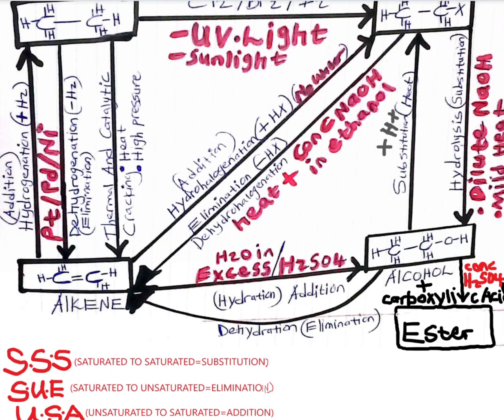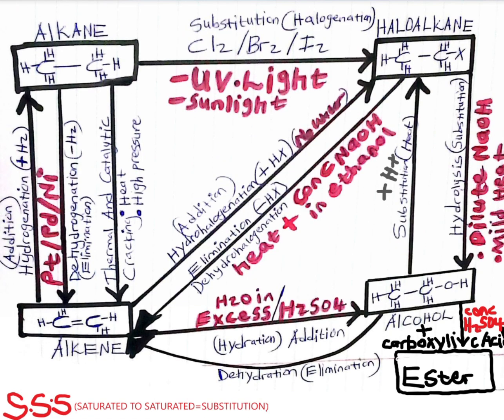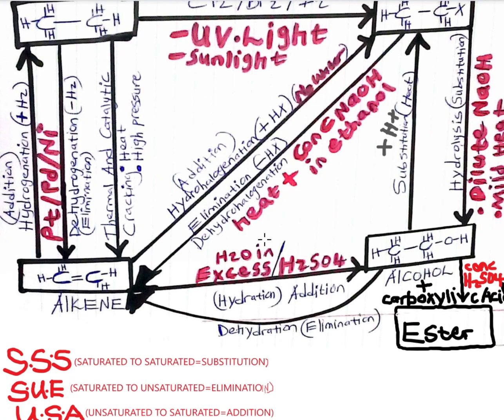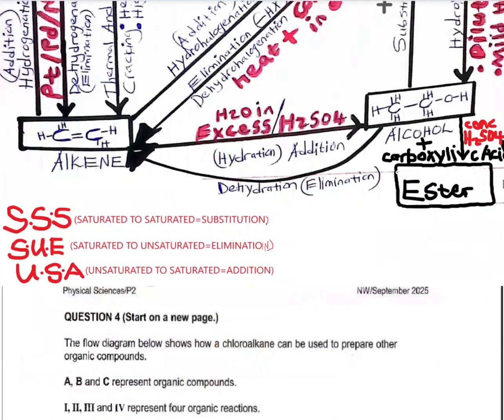The triple S SU USA, as you can remember from the previous lesson. From saturated to saturated, it gives a substitution, and from saturated to unsaturated, that's elimination. From unsaturated to saturated, we know is addition. And then there is a summary. We are going to use the summary on top to answer the questions, the triple S SU USA, to answer the first question.